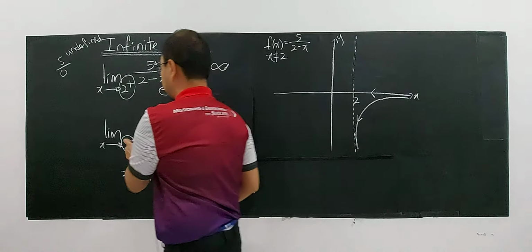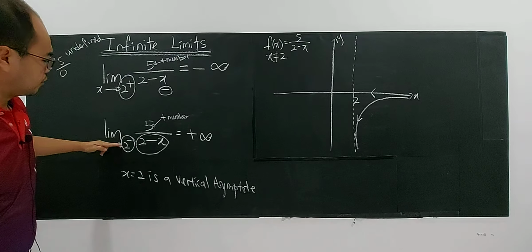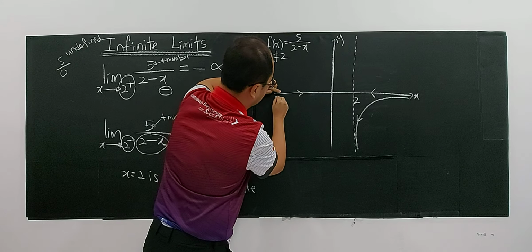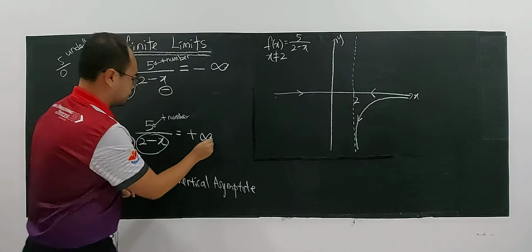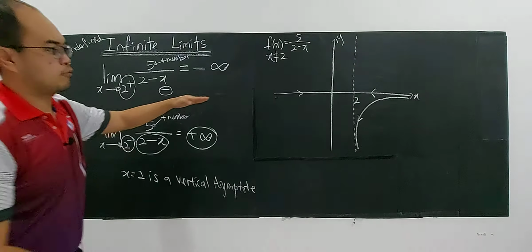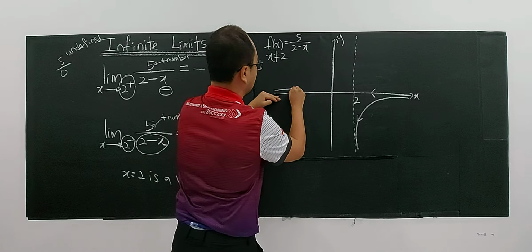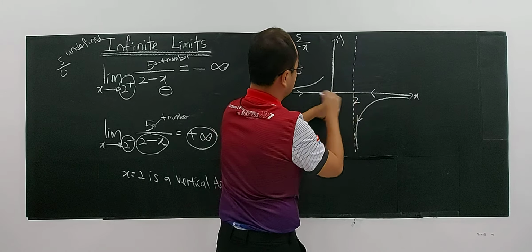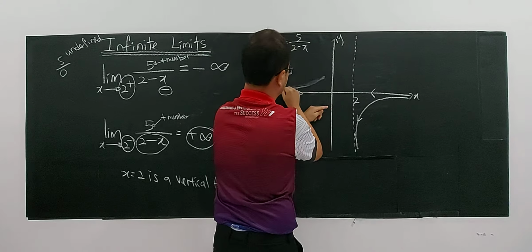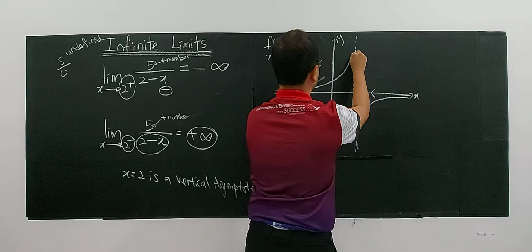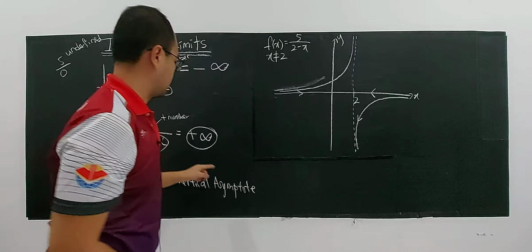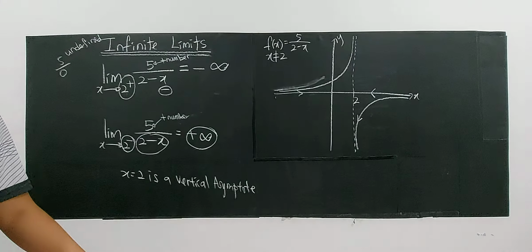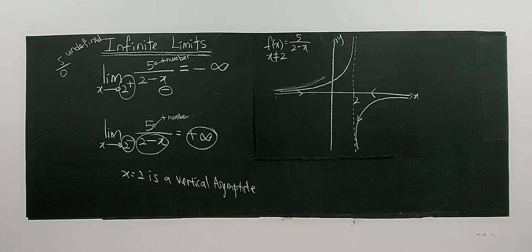So how about from the left? From the left, the graph will be going up, toward positive infinity, right? The nearer to 2 from the left, the graph will be going up to positive infinity. All right, this is the meaning. That's why this is your asymptote. This is your vertical asymptote here. So this is the meaning of infinite limits.